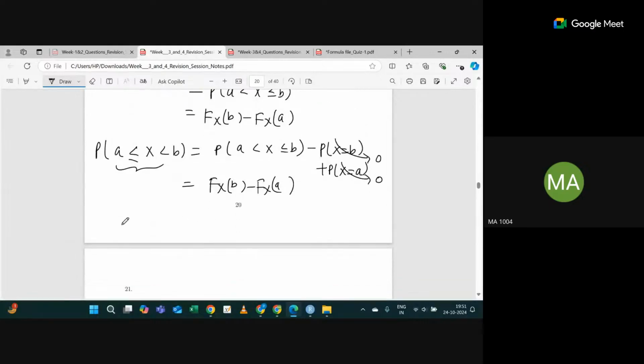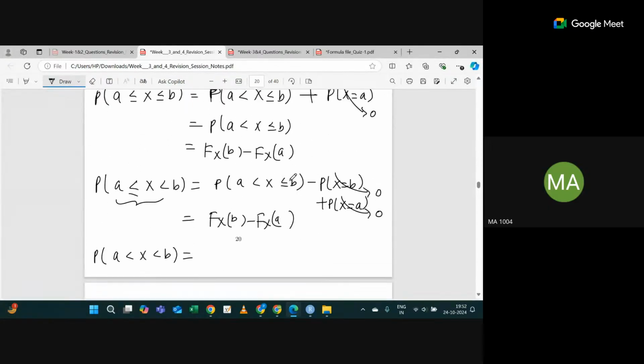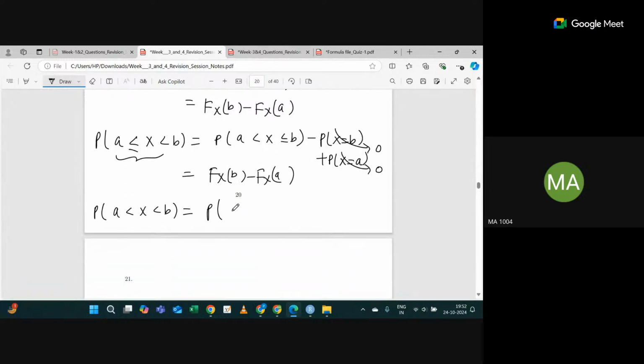Are you getting it? You are telling this for a continuous random variable. Yeah, this is a continuous random variable because I moved on to continuous. I told you, right? This is not true in case of discrete. So for this part, we have information about this. If I subtract probability x equal to b, I will get this part, right? And probability at a single point is 0. Again, I got fx of b minus fx of a.